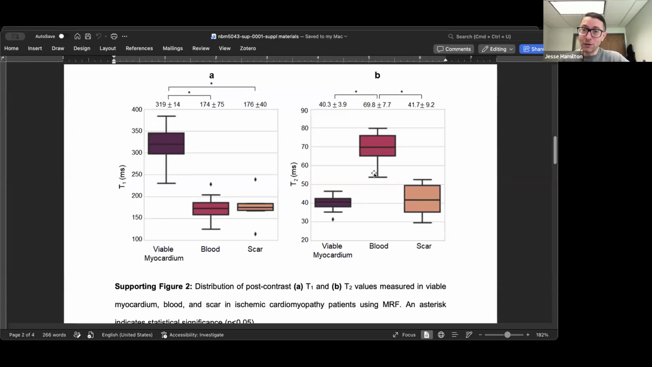For the T2 values, you can see that both viable myocardium and scar have overlapping post-contrast T2, and then blood has a significantly higher T2. But this figure also helps justify our assumption that we can assume that scar has a similar T1 as blood and a similar T2 as viable myocardium.